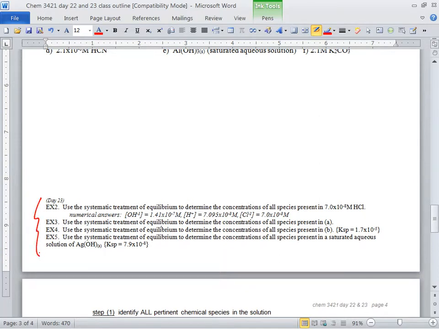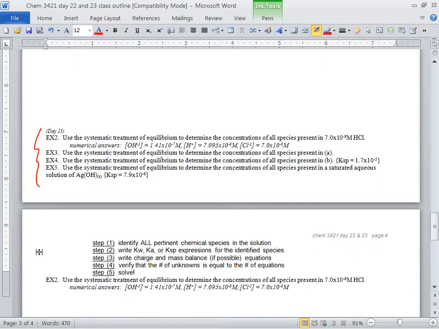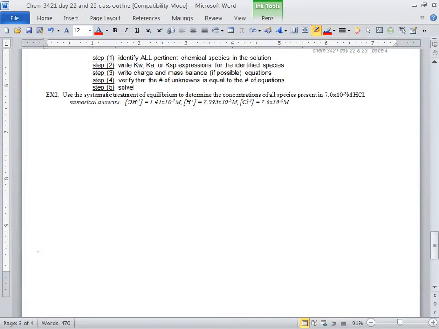Okay, so we're just going to work on the homework. We'll start with EX2. I copied and pasted it here. So we have our five steps, and then it says use a systematic treatment of equilibrium to determine the concentrations of all species present in 7 × 10⁻⁸ molar HCl.